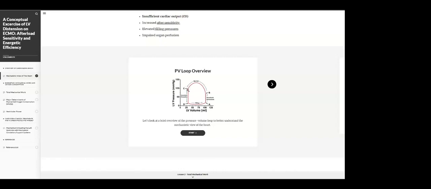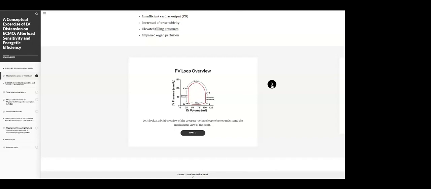Now we have another isovolumetric phase. This time it is isovolumetric relaxation. So again, no change in volume, but we just have a drastic reduction in pressure as the heart is relaxing out, going into the diastolic phase. And then again, the opening of that mitral valve.